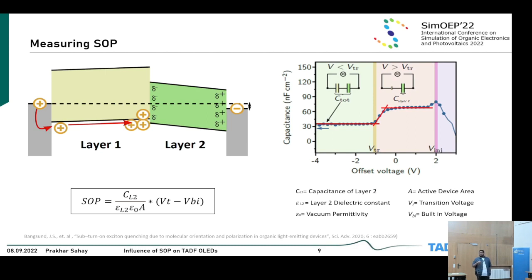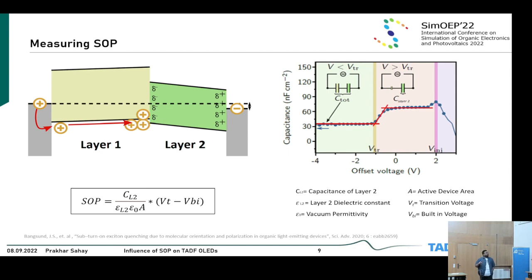So here is the same structure that we have seen just now. And we use this formula over here to calculate the SOP of our devices. So what you see over here is a CV measurement, which is a capacitance-voltage measurement. And this step in the measurement that you see, the increase in the capacitance, is used to calculate the SOP of the material.